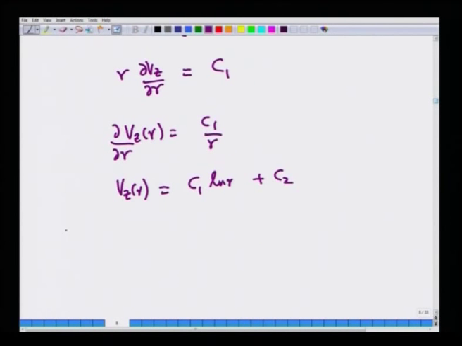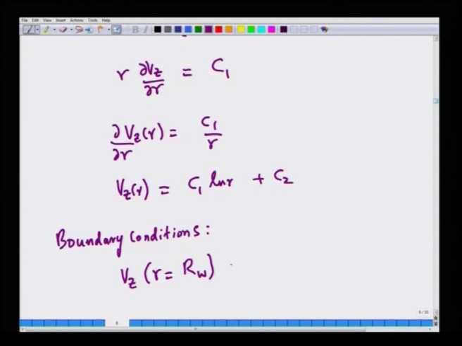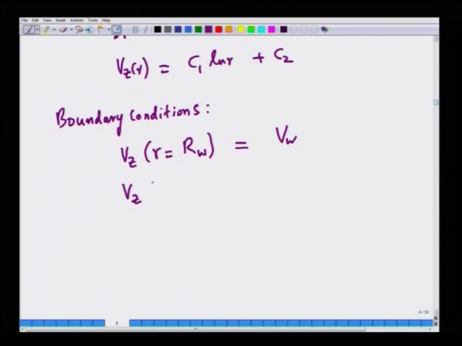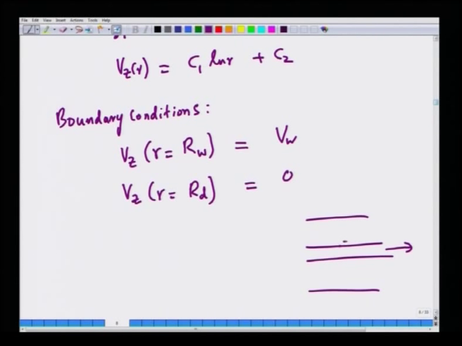Now, the two constants are determined by two boundary conditions. Namely, that v z at r equals r wire is v w, the velocity of the wire, and v z at the position of the die radius is 0, because if you remember the geometry, the wire is being pulled inside the die, at this velocity is v w while this velocity is 0. These are the two boundary conditions to determine the two constants.